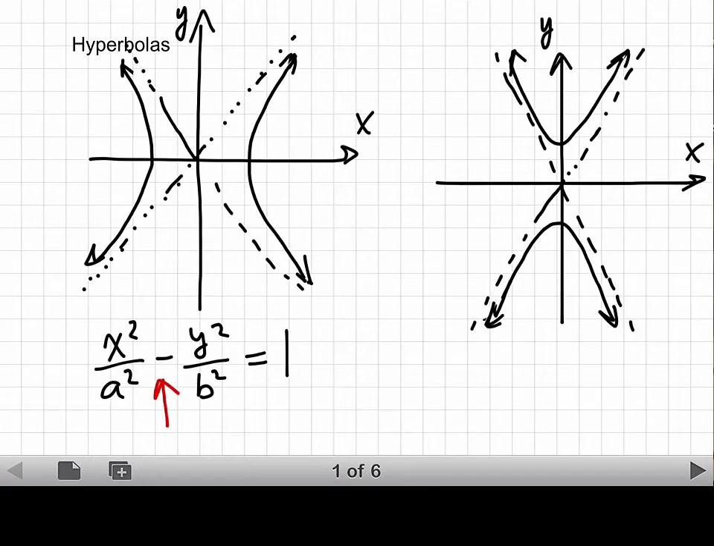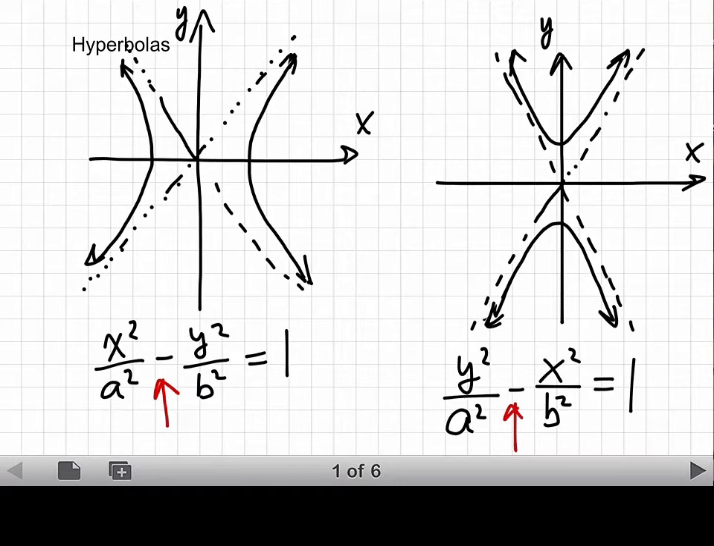The other equation has x and y reversed. We have y squared over a squared minus x squared over b squared is equal to 1. We again have that minus in between the two terms, and the way we know if it opens left and right or up and down is by which variable is positive. If the x squared term is positive, then it opens left and right. If the y squared term is positive, then it opens up and down.